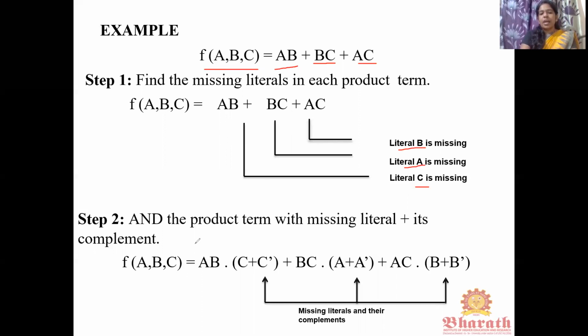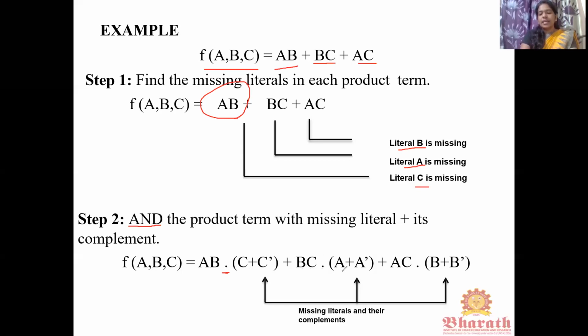In step 2, AND the product term with missing literal plus its complement. So we have to AND the product term with the missing literals and its complement. So see, take the first term itself. AB, C is missing. We already found. So dot, we have to AND. So C plus C complement plus BC.